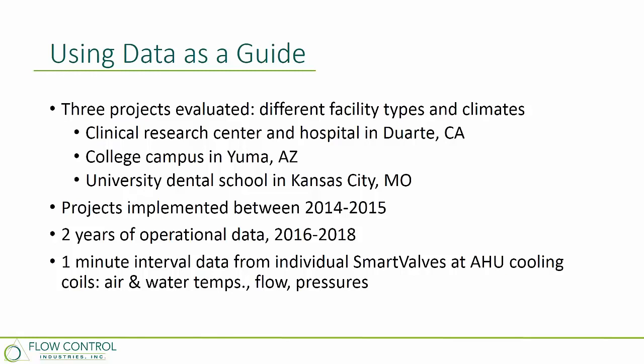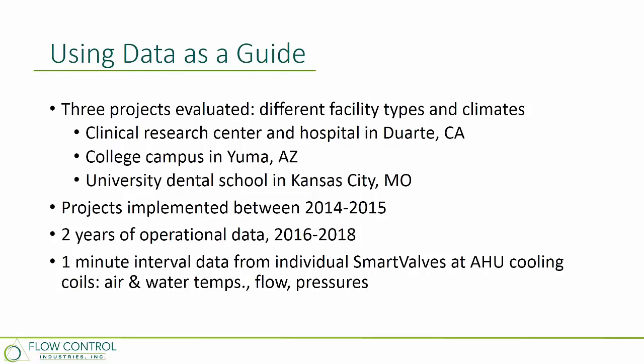All of these projects were implemented by our sister company, Flow Energy, between 2014 and 2015. We've actually looked at the last 2 full years of operational data, so 2016 through the end of 2017. We looked at data from our smart valves that we installed at the air handler cooling coils. So we captured 1-minute interval data on the air side and the water side. We looked at leaving air temperatures, return air temperatures and humidities, entering and leaving water temperatures, flow rates, and inlet, intermediate, and outlet pressures, all captured at the DeltaP smart valves that we installed at each individual air handler. And we were able to roll all of that up and look at it in a couple different ways.